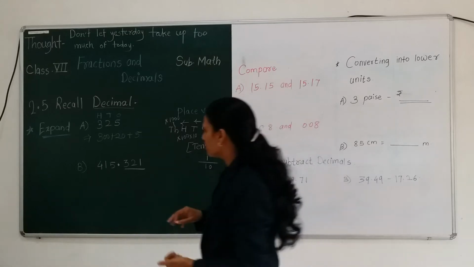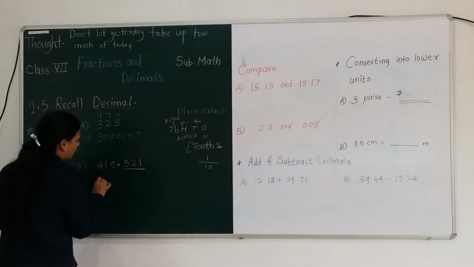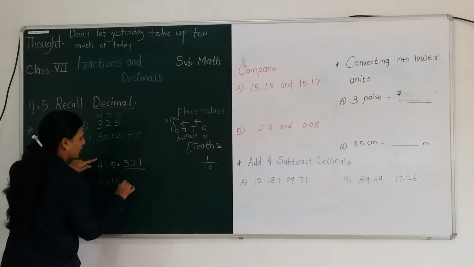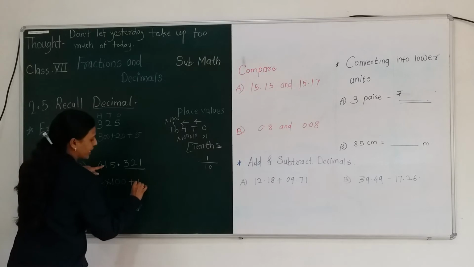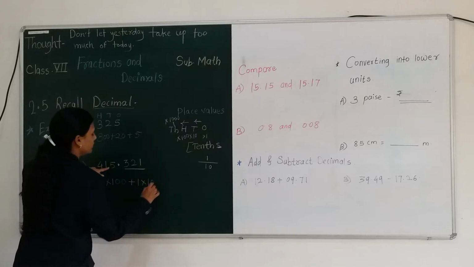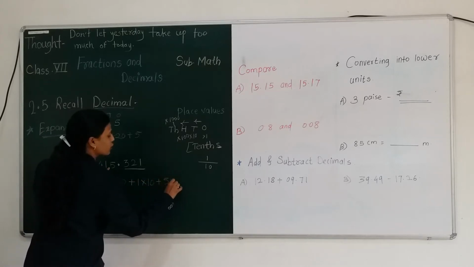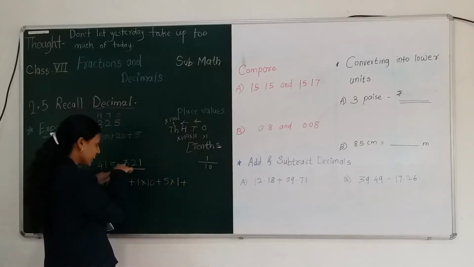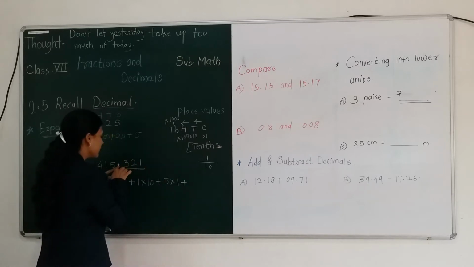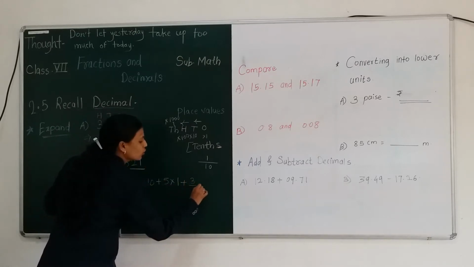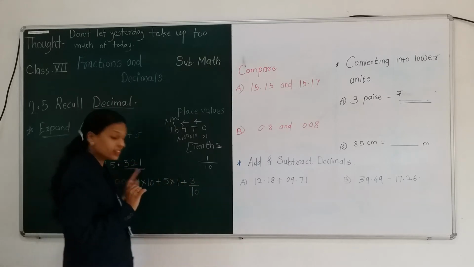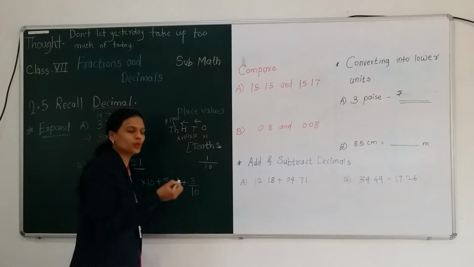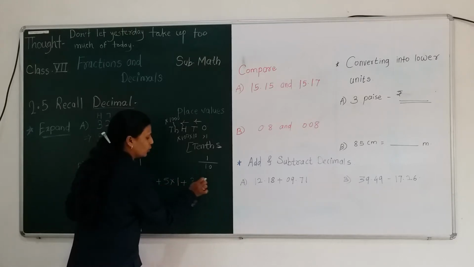We can write the expanded form as: 4 is on the hundreds place, so 4 into 100, plus number 1 is on the tens place, so 1 into 10, plus 5 is on the ones place, so 5 into 1, plus number 3 comes immediately after the decimal point, so its value decreases. Tenths place, 3 by 10, or we can say 3 into 1 by 10. We can write like this also.